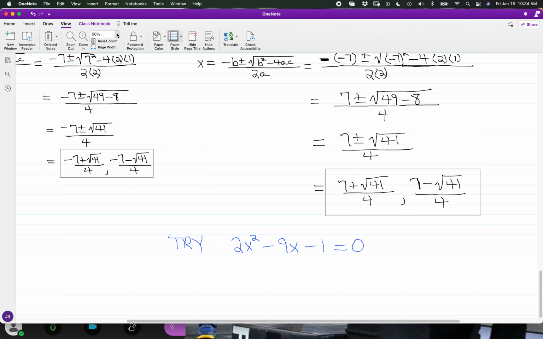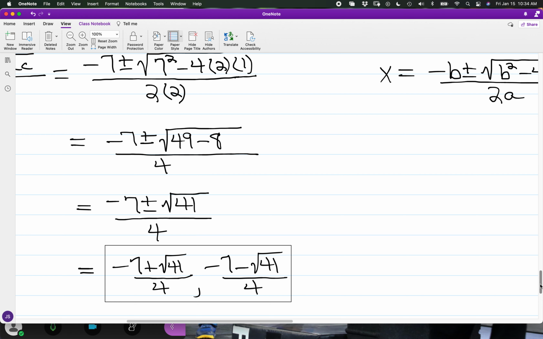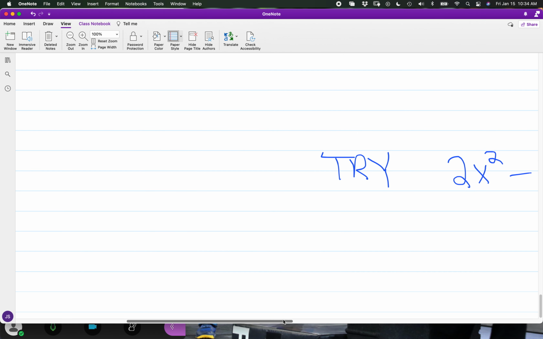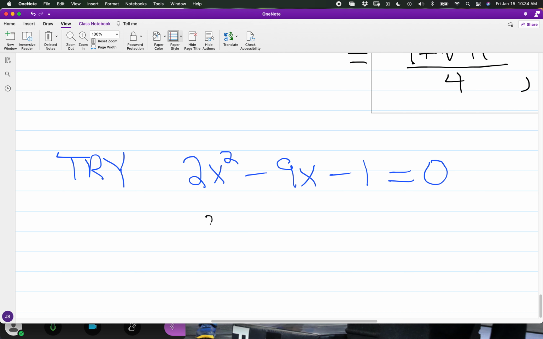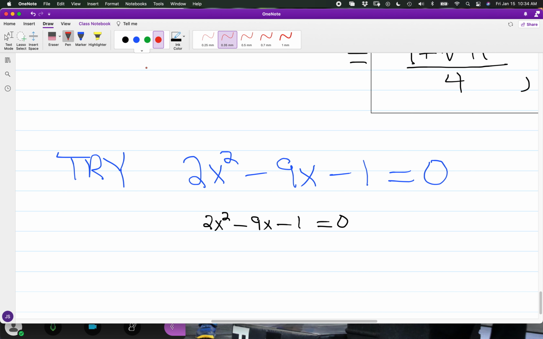and let me make this view a bit larger. Okay, so we have 2x squared minus 9x minus 1 equal to 0. So again, with the quadratic formula set up, we have a is equal to 2. And since we have the subtraction of 9x, b is negative 9. And for c, we have c is equal to negative 1.